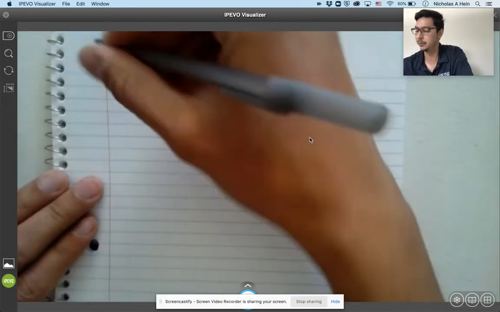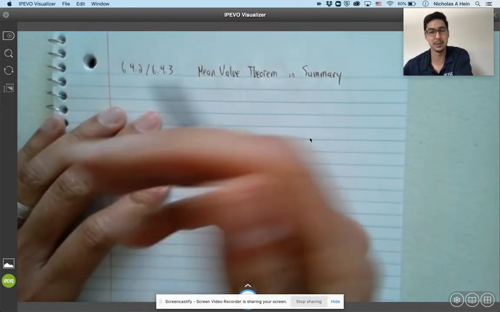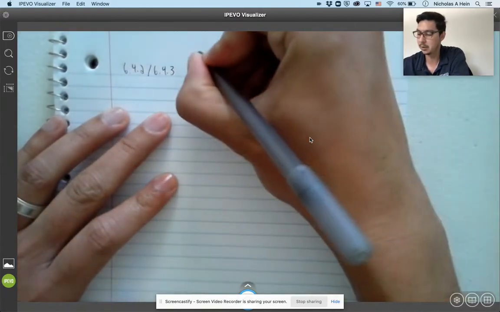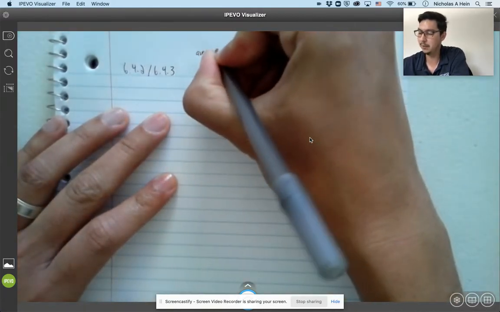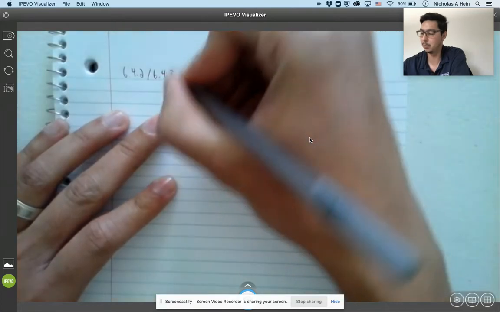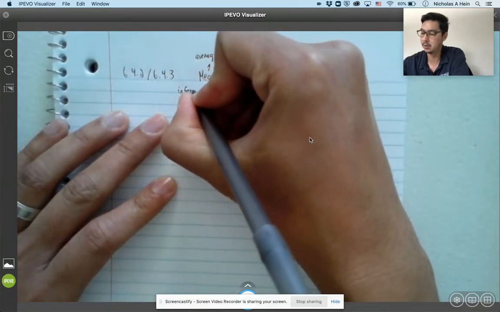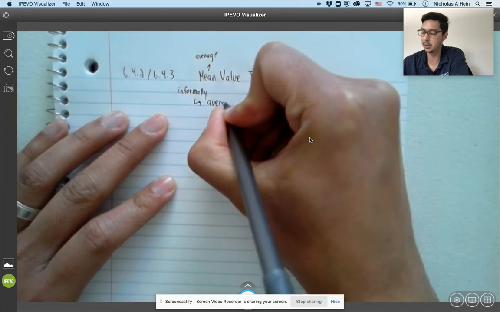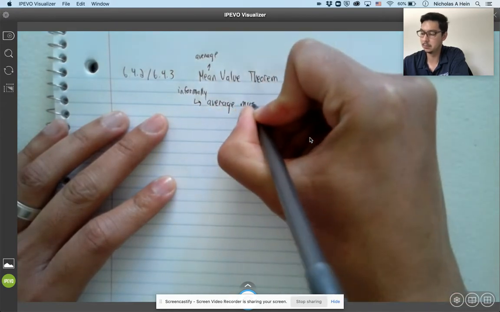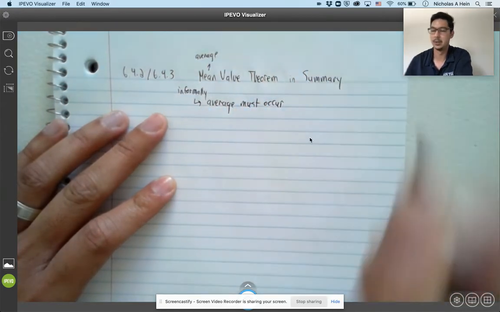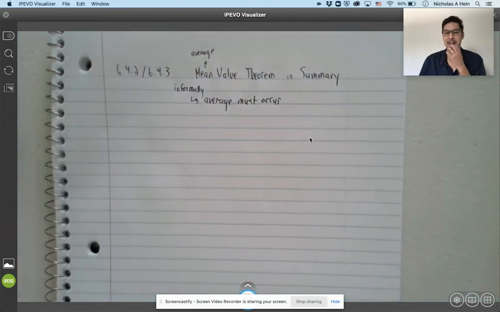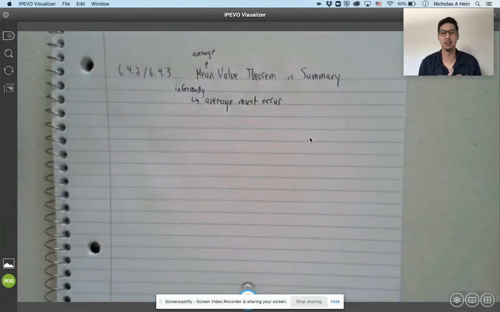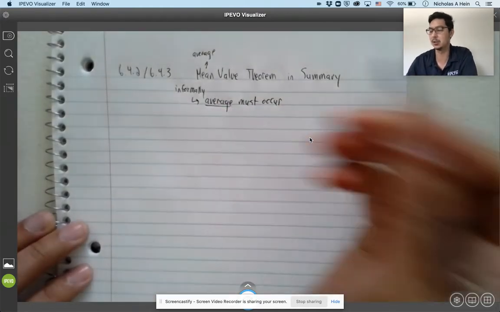Informally, if you understand from statistics, mean means average. And what the mean value theorem is basically saying, informally, is that the average must occur. Now, formally you have to talk about continuity and differentiation depending on what you're looking at, but more or less the idea is that the average must occur.